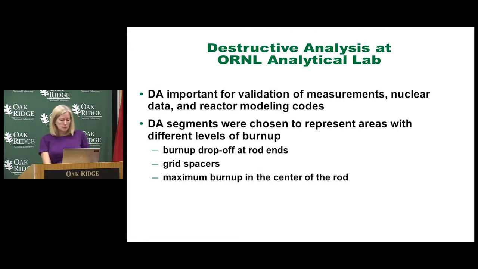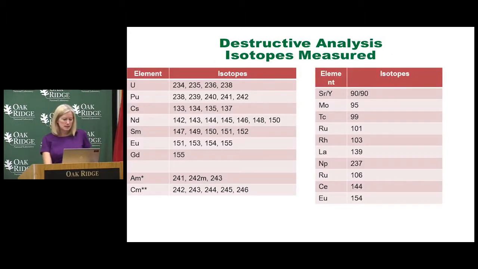So we chose some destructive analysis segments, which I showed you earlier along the axial profile of the fuel. And then this is some of the results that we get. This would be typical of the type of measurements that the IAEA would do when they take samples from the input accountability vessel in a reprocessing facility. So we can get the uranium, plutonium, isotopes, curium and americium isotopes, and then the important ones for safeguards.